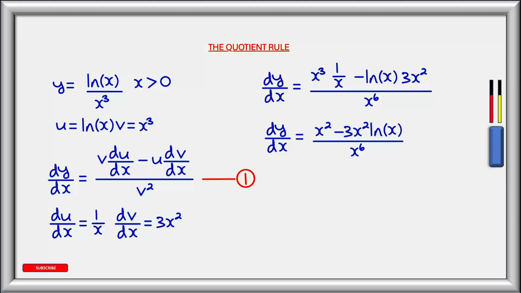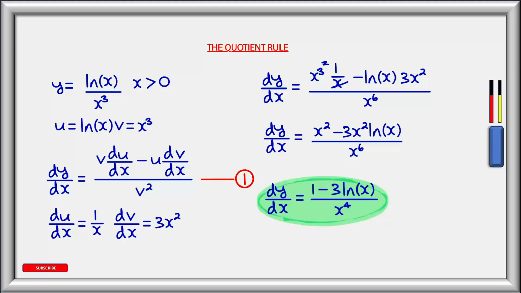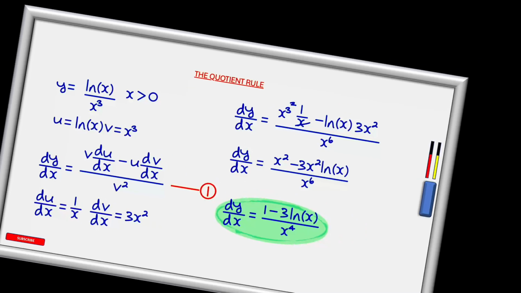And if we eliminate this x in the denominator with one of the x's in the numerator, this simplifies to dy by dx is equal to x squared minus 3x squared multiplied by the natural log of x, divided by x to the power of 6. And further simplification gives us our final result, where the derivative of y with respect to x is equal to 1 minus 3 multiplied by the natural log of x, divided by x to the power of 4.